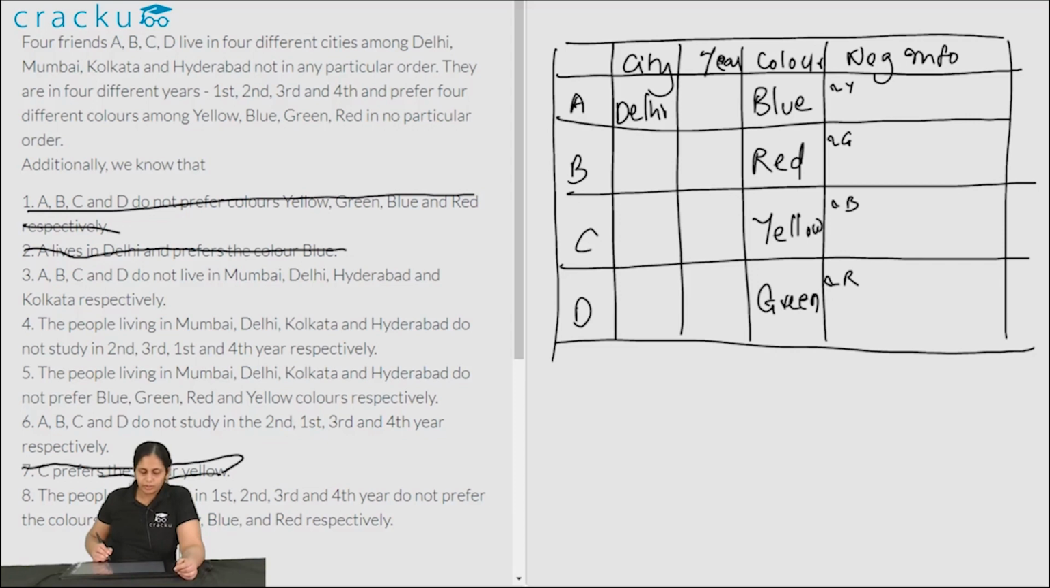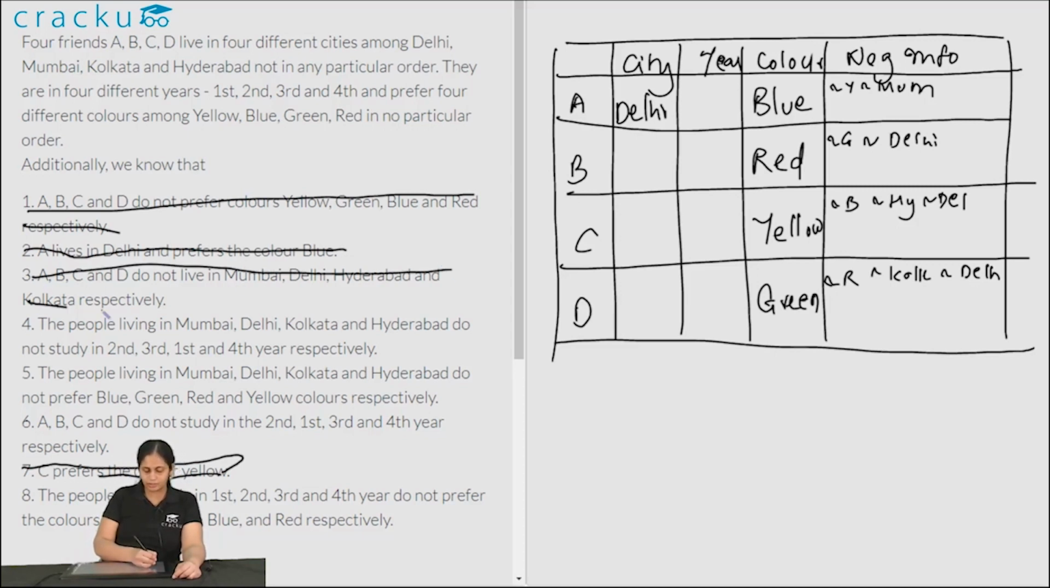A, B, C and D do not live in Mumbai, Delhi, Hyderabad and Kolkata respectively. So this is not Mumbai, not Delhi, not Hyderabad and not Kolkata. If you think of it, not Delhi can be put for all the remaining 3 because Delhi has already been placed. So this is not Hyderabad, not Delhi. This is not Kolkata, not Delhi. So I'll put this information in. So I put this information, I'll strike out 3.